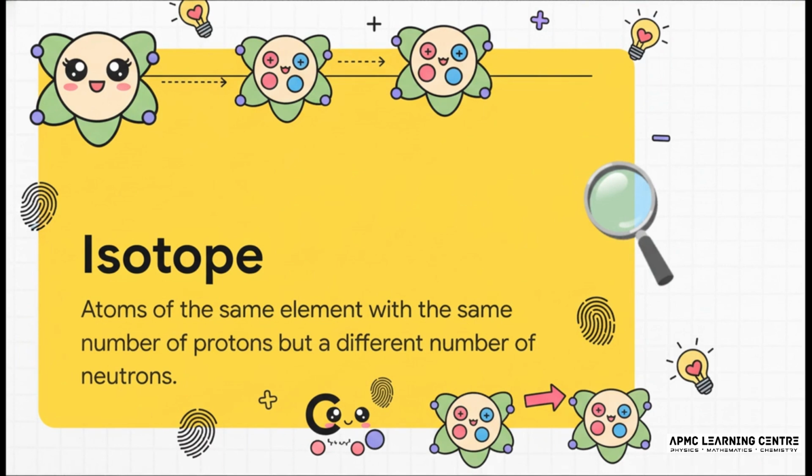Now, this right here is the definition you need to burn into your memory. Isotopes are atoms of the same element. That means they have the exact same number of protons. You can think of the proton number as an element's unchangeable ID card. But, and this is the key part, they have a different number of neutrons packed into their nucleus. Same protons, different neutrons. That's the whole story.